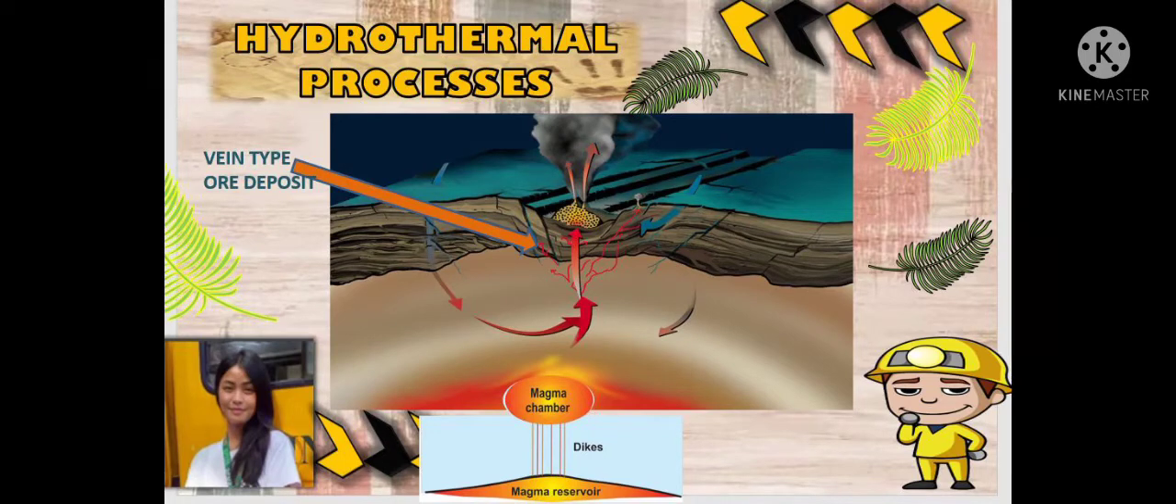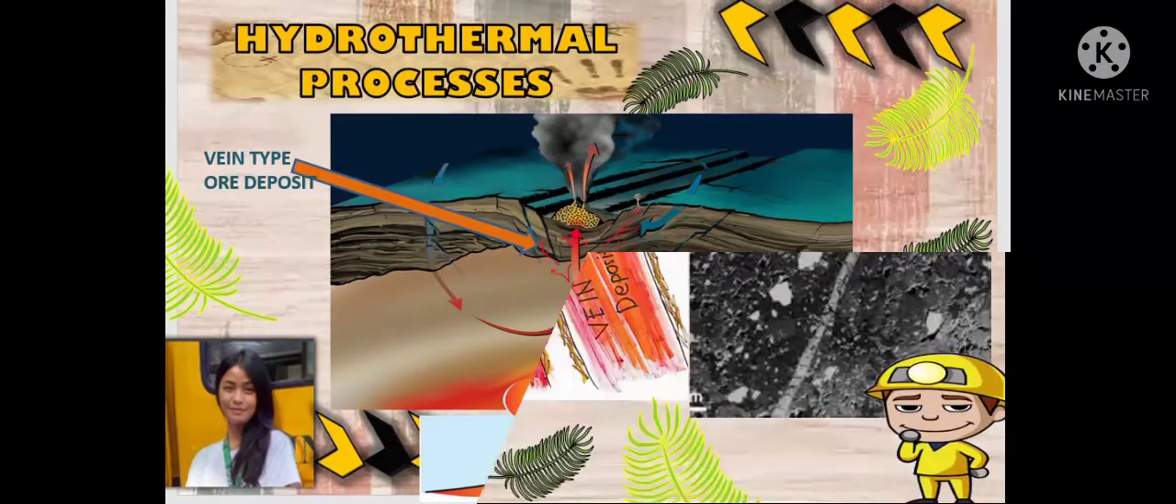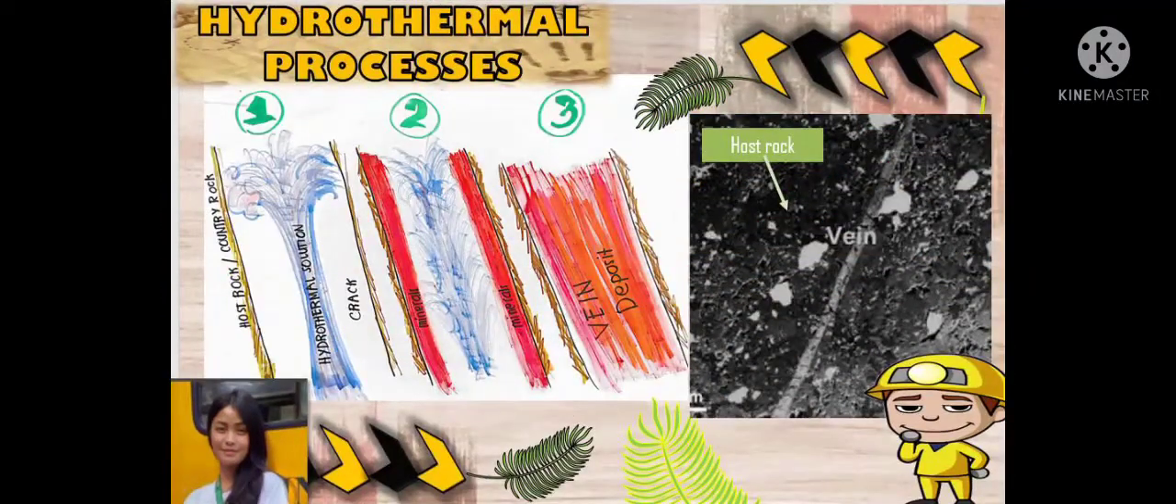Eventually, this water will cool down, and as it cools down, it will start losing those minerals that it carries along with it and start dropping them off in a process called precipitation. Now, as those minerals precipitate, here is a zoomed illustration of the crack in the rock, surrounded, of course, by its host rock, with the hydrothermal solutions moving through it.